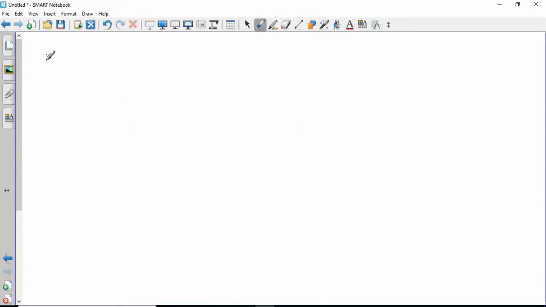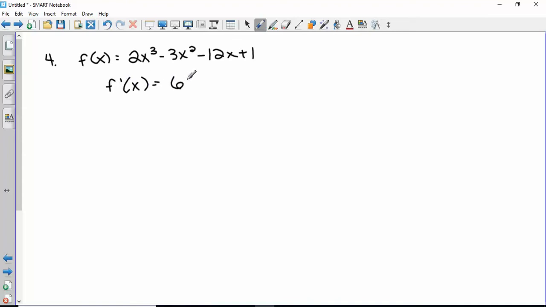So this one asked me to find absolute max and min. Anytime I want maxes and mins, what do we have to find? Derivative. We need our critical points. So we just need the first derivative here. Is 6x squared minus 6x minus 12. And I need to know when that is 0.